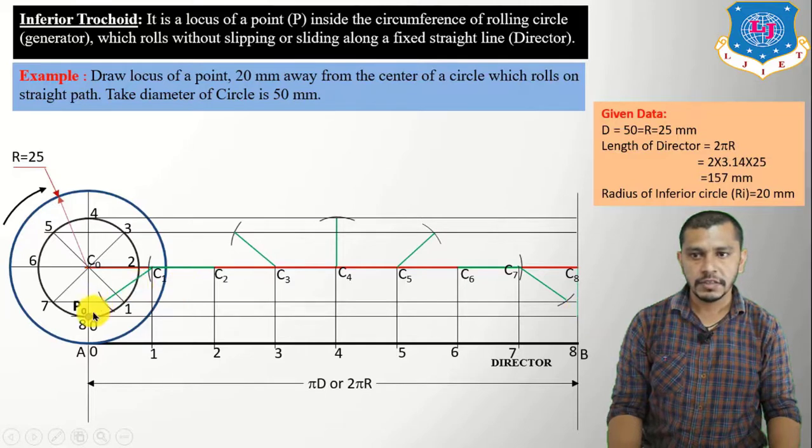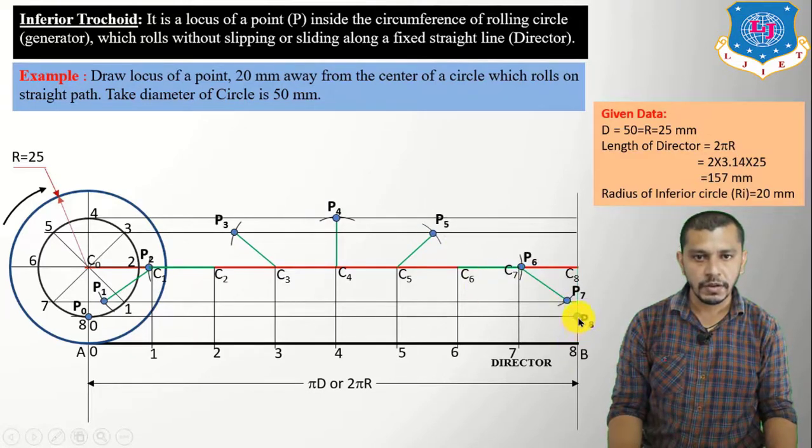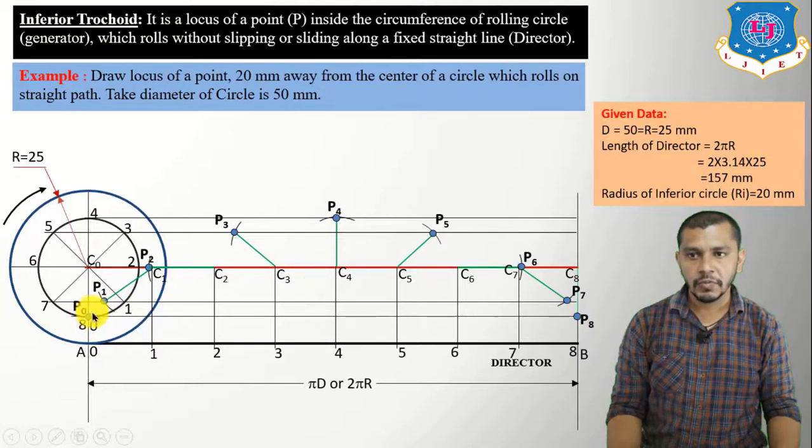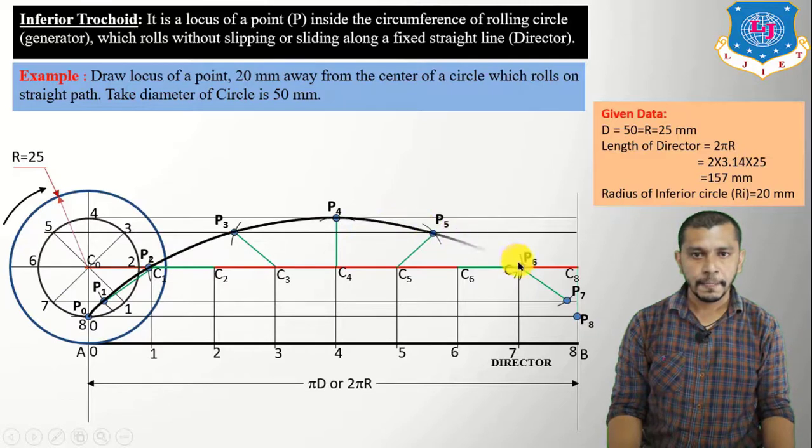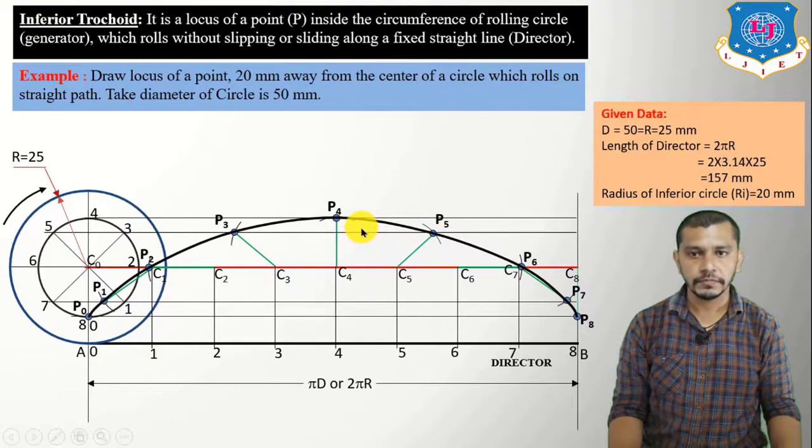So mark these points. This is P0, this is P1, P2, P3, P4, P5, P6. This will be P7, and P8 will be over here. Now draw the freehand curve passing through these points P0, P1, P2, P3, P4, P5, P6, P7, P8. We will get the inferior trochoid.